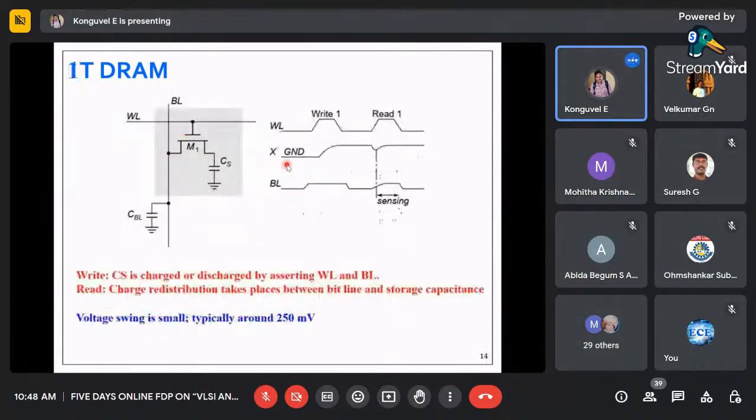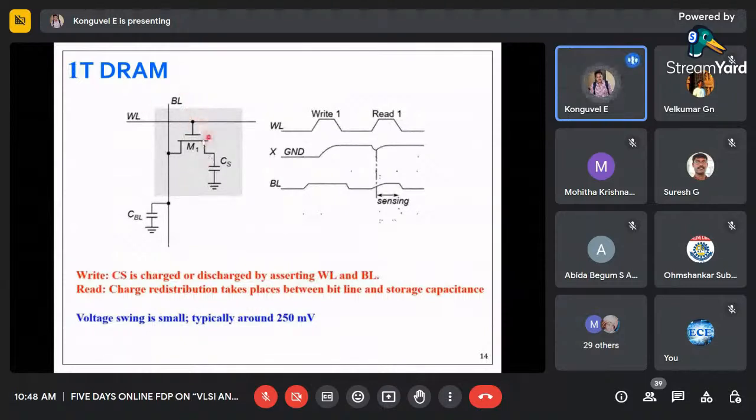Now coming to the one transistor DRAM. In a static RAM we have seen 6 transistors. In dynamic RAM we have seen 3 transistors, and now we are seeing the 1 transistor dynamic RAM. Here we don't have the concept of input bit line, output bit line, read word line, write word line. Here we don't have those concepts.